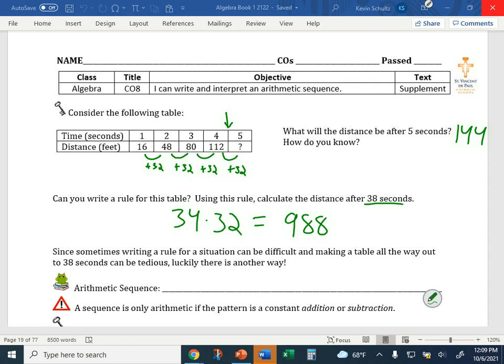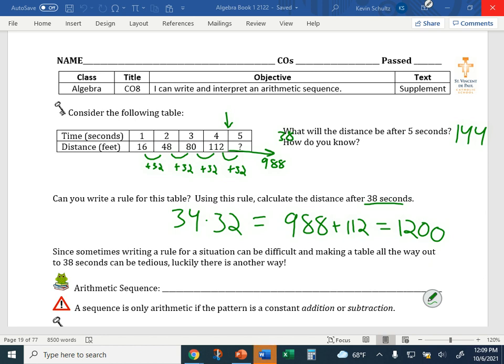Because now what would we need to do to this to get the total distance? Because what we just found here was, we're at 112 at this point. It's 988 more feet to get to 38 seconds. What's the total distance? 1,100. Not 1,100. That would just be plus 12. We want to add 112. So 1,200.